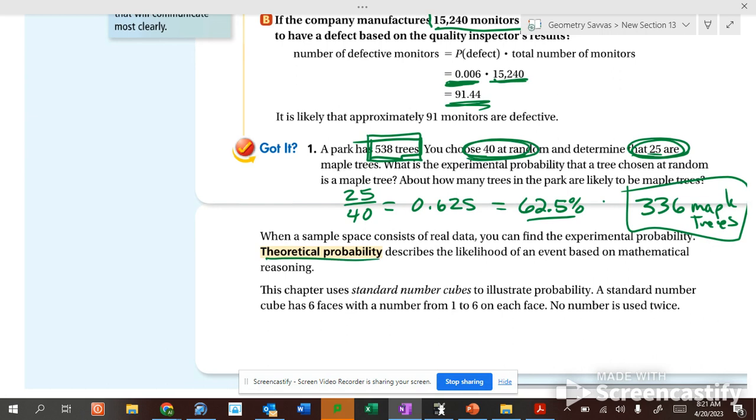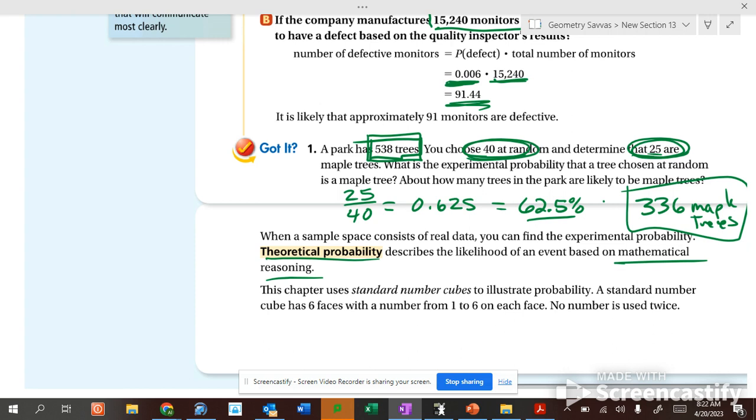Theoretical probability is based on mathematical reasoning. This is the card sharks in Vegas. They use theoretical probability to figure out if they can win or not at a game. A standard number cube, also known as a die. What's the plural of die? Dice. You're playing Yahtzee. Anybody ever play Yahtzee anymore in here? All right, we got a couple of Yahtzee people. That's from back in the olden days.